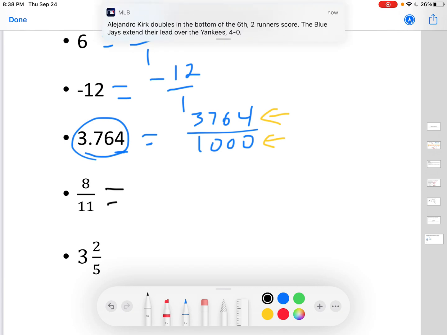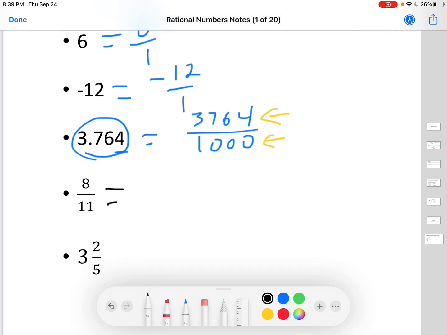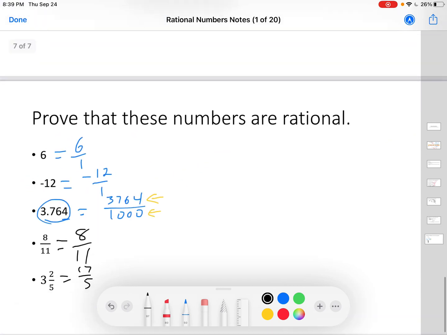8/11. Well, what am I going to do to write 8/11 as a over b? It already is a over b. All I have to do is rewrite it. 8 over 11, a over b, done. 3 and 2/5. Remember, this is a mixed number. It has 3 things: 1, 2, 3. We want to only have 2 things. We want it to be a over b. Well, you change it into an improper fraction. 3 times 5 is 15, plus 2 is 17, 17/5. And there it is. Those are rational numbers.